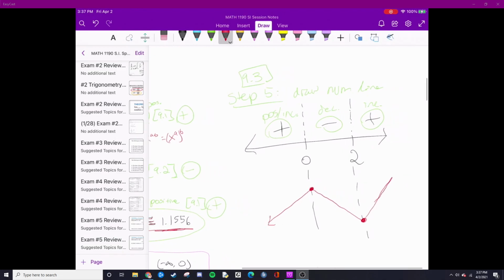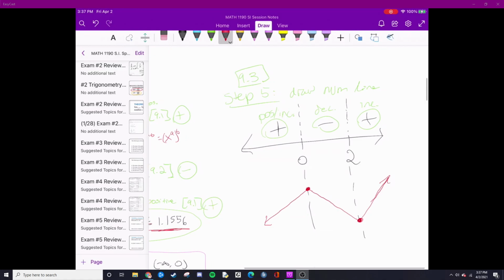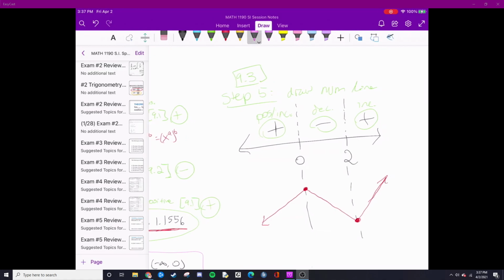All right. So looking at this, we can see that this point at 0, there's going to be a local maximum, and at this point 2, there is going to be a local minimum. So this is how we determine which points are local maxes and which points are local minimums.